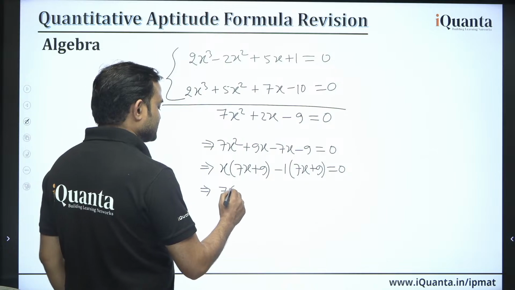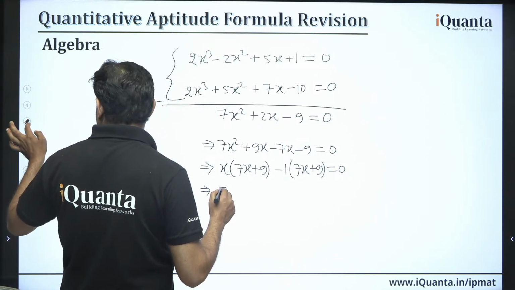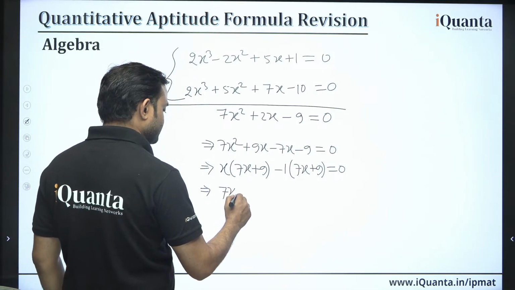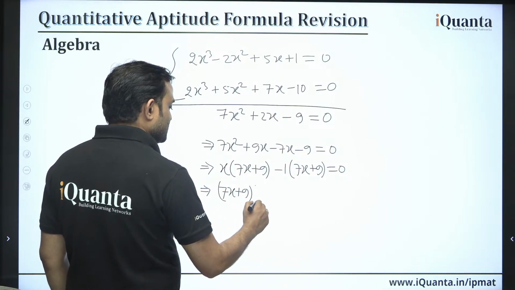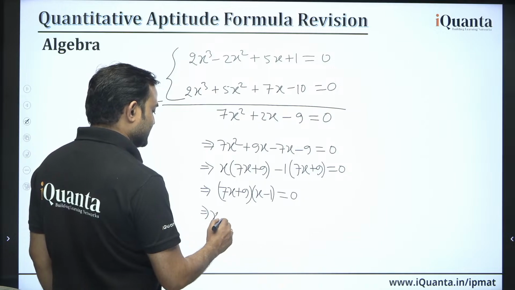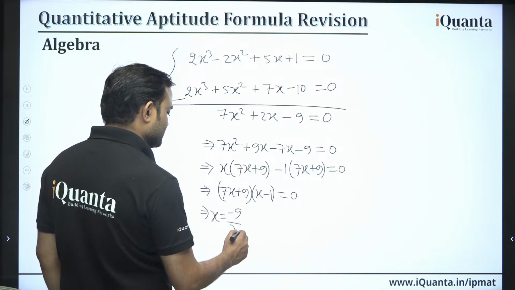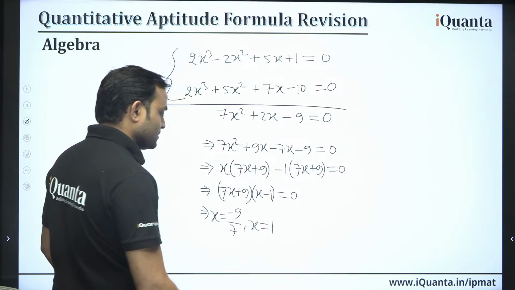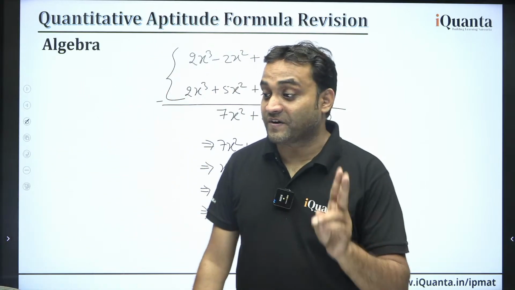Or if you take 7x plus 9 common, then you get x minus 1 is equal to 0. So from there we get x is equal to minus 9 by 7 and x is equal to 1. So we are getting two different values of x.